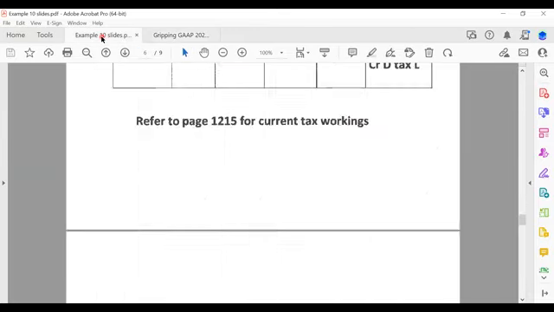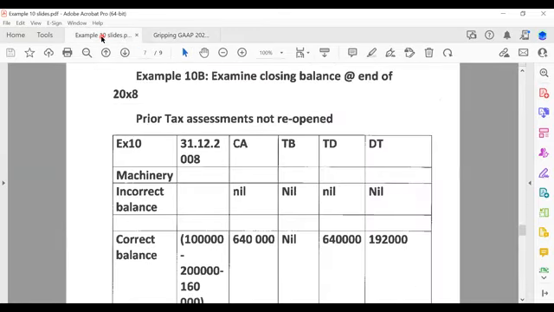And in example 10B, we now have the situation of not being able to reopen our tax assessments. So our starting point is going to be the same. We're still going to have no balances for the carrying amount in tax base. Why? Because at this point in time, we had a marketing expense. There was no asset here. That was the error that we had.